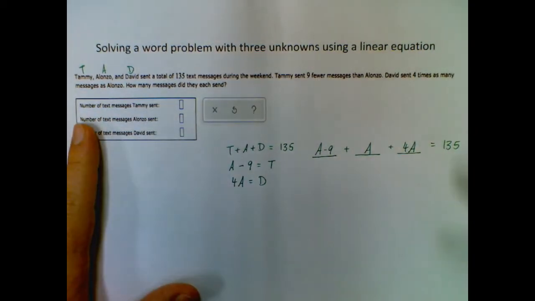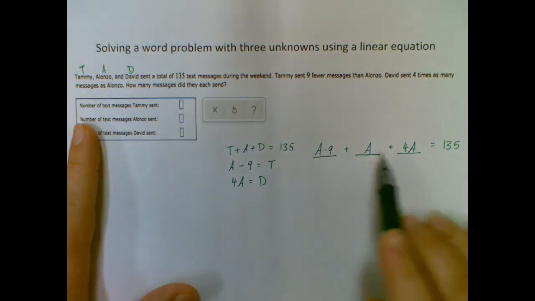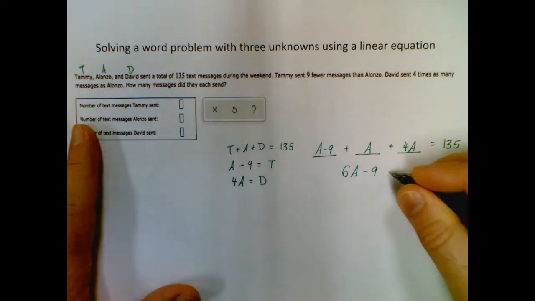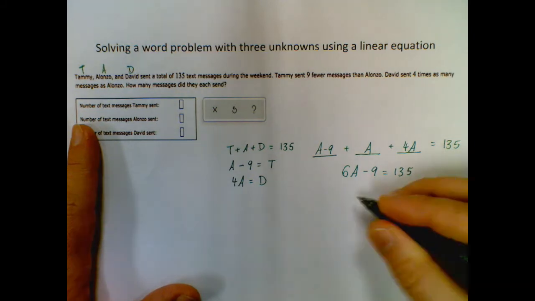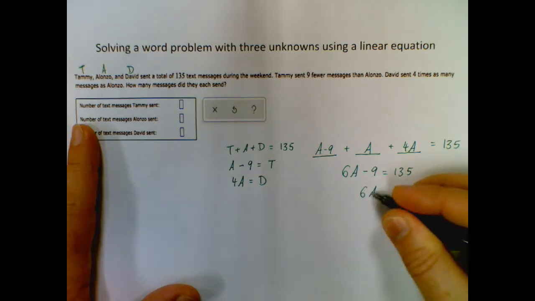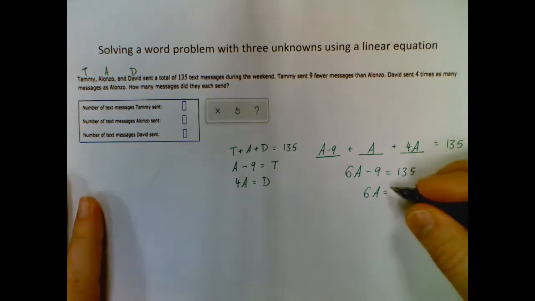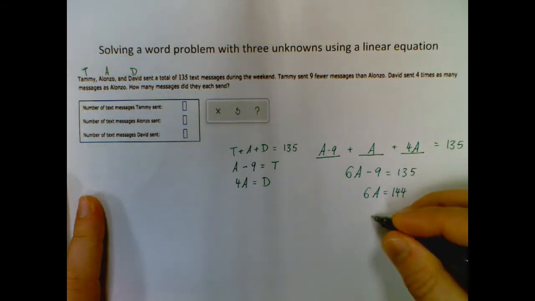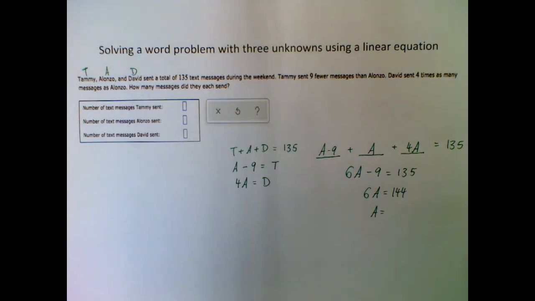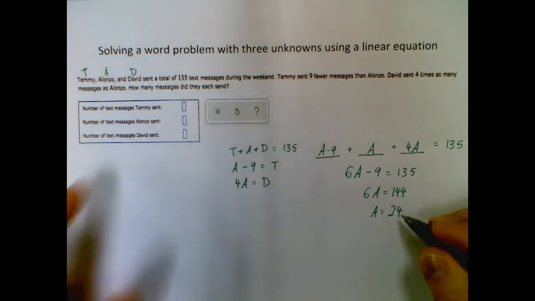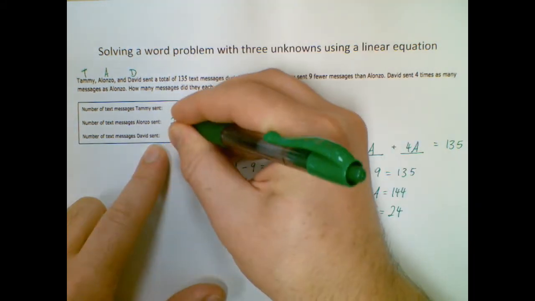Since there's only one variable, I want to start putting some like terms together. So I have A, A, and 4A for a total of 6A minus 9 equals 135. So we can go ahead and add that 9 over, and that will take us to 144 divided by 6. Let me double check this really quickly. 144 divided by 6 is 24. Right, so Alonzo sent 24 text messages.